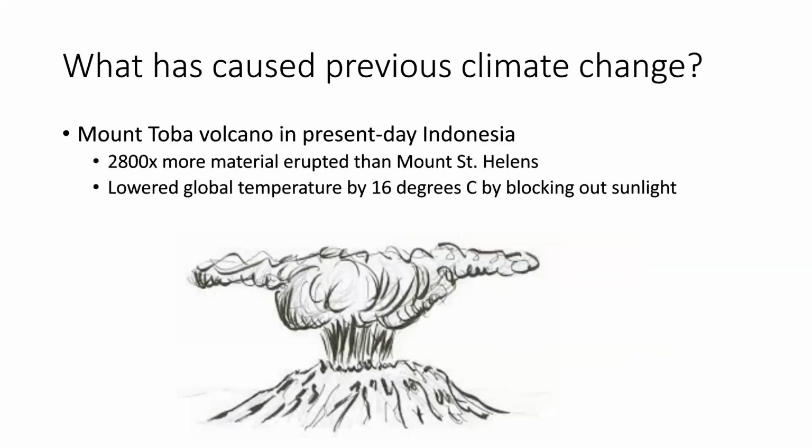And then in some cases, you'll also see different things like the Mount Toba supervolcano, which would have been located in what is present-day Indonesia. And if you have ever seen the Mount St. Helens volcano, this one would have been almost 3,000 times larger in terms of the amount of material expelled into the atmosphere. So what it did was it essentially just blocked out sunlight. And it only did it for, I think it was 160 years.